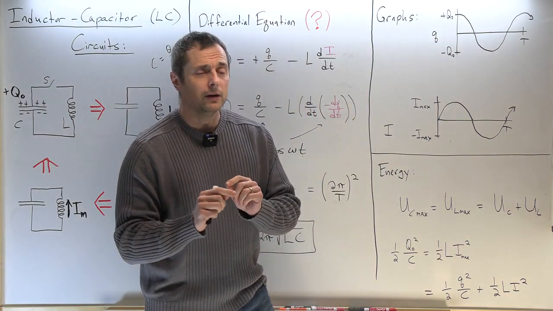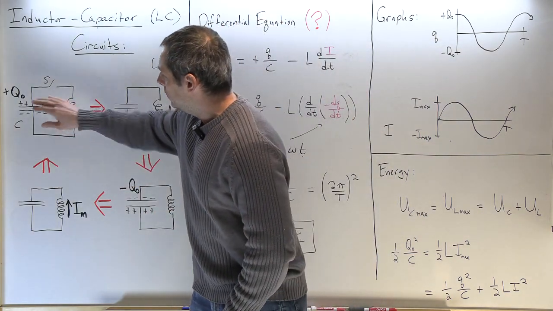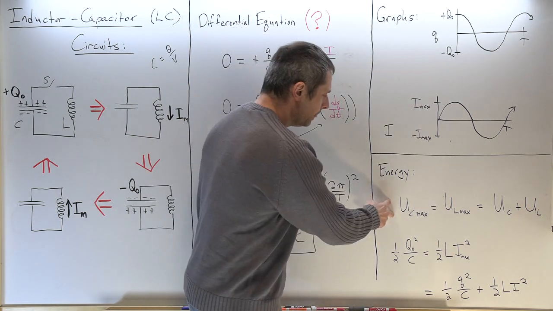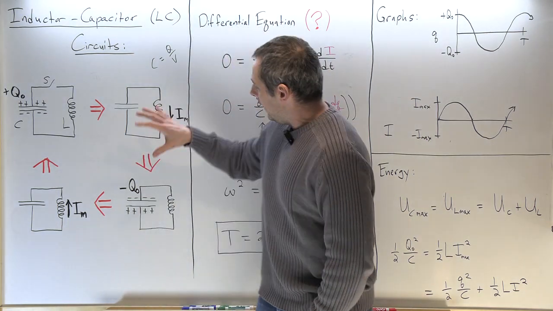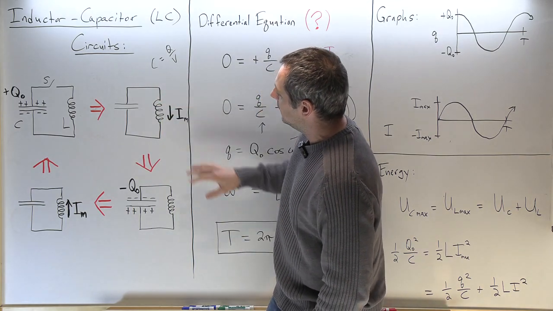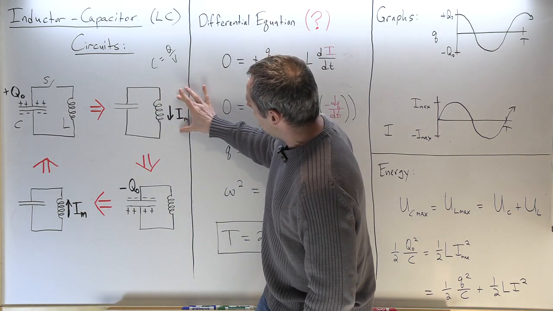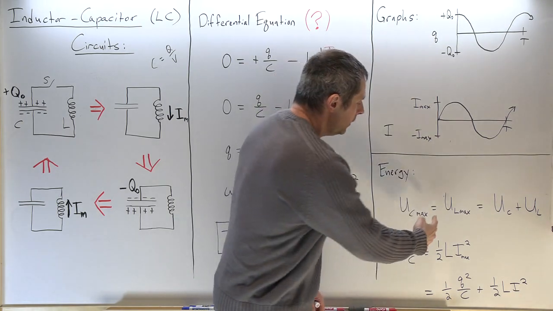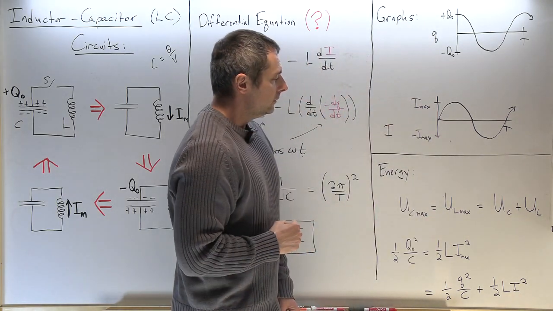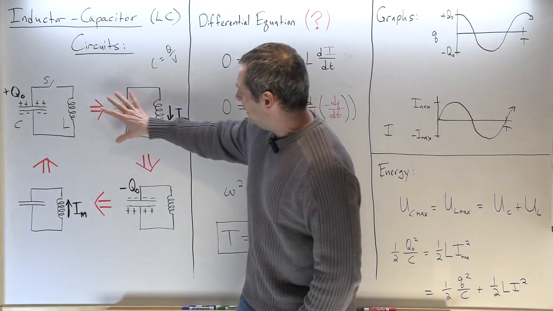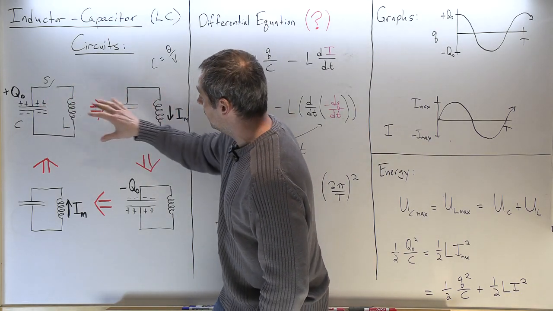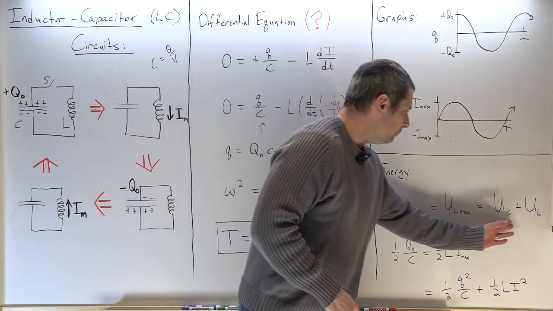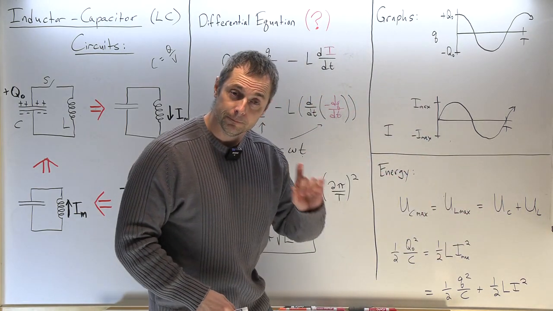The same thing here. In the beginning, we've got only capacitor energy, U capacitor max. At this moment in time, when the charge is 0, we only have inductor energy, UL max. But somewhere in between, a moment where we've got a little bit of charge and a little bit of current combined, we have both energies together.